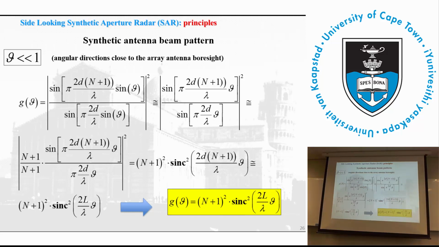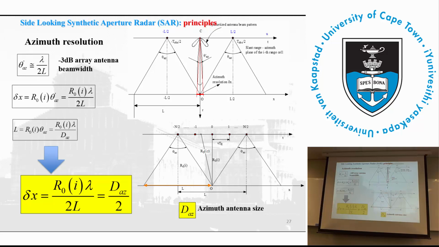A sinc function, we know the properties of a sinc function. We know what the resolution of that beam width will be, and particularly now we can see it here. So theta over lambda over 2L becomes the beam width. If you write this as theta over lambda over 2L, lambda over 2L becomes exactly the first zero of the sinc, which is the sinc beam width, and that's the array factor here. So, as I was saying before, the minus 3 dB array antenna beam width now becomes lambda divided by 2L.